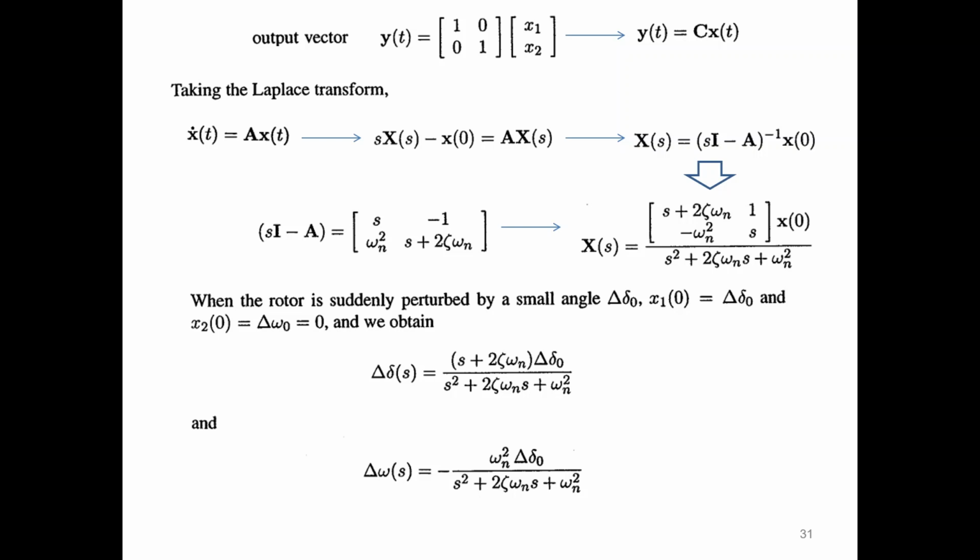You have x dot equals Ax, and we take the Laplace transform on both sides of the equation. The left side is the Laplace of the first derivative, so you get sX(s) minus x0. This is the normal Laplace transform, and you take the Laplace transform on the right. Then you find X(s), which is the matrix (sI minus A) inverse times x0. This is X(s).